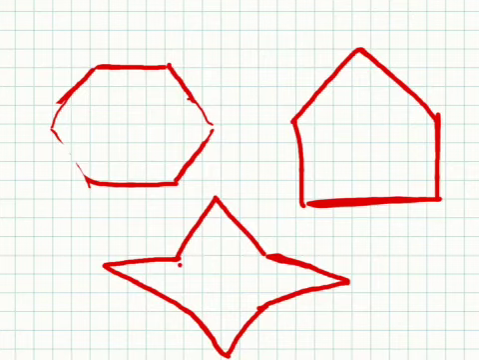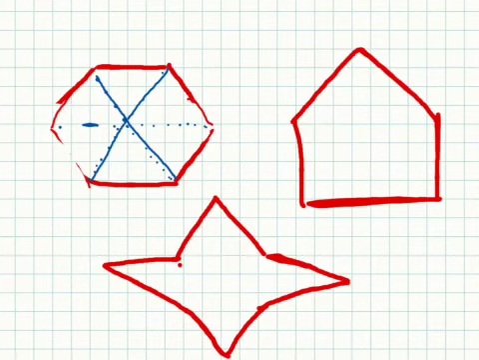What if I drew diagonals? If I drew diagonals, I could get 6 triangles. I could separate this hexagon into 6 triangles.